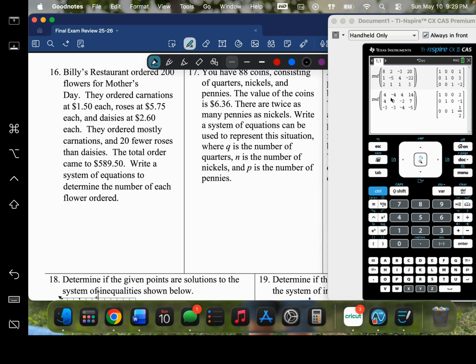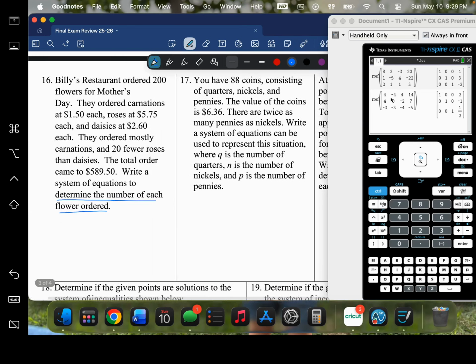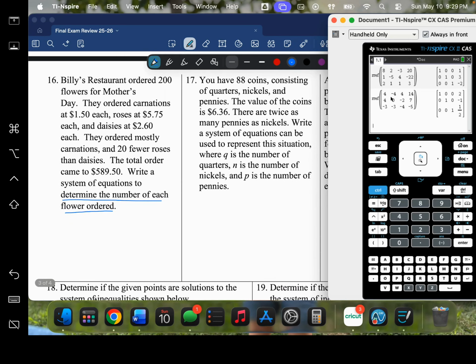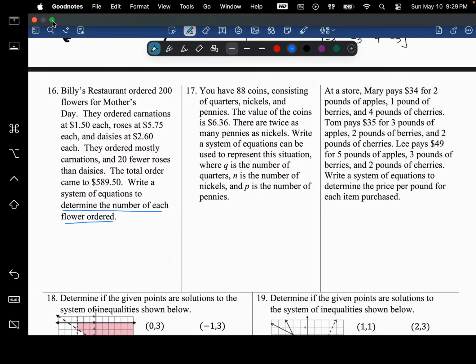So my advice is 1, define your variables. So your variables come from the question. It says, write a system of equations to determine the number of each flower ordered. And actually, none of these involve solving. So we no longer need our calculator. We can get rid of that.